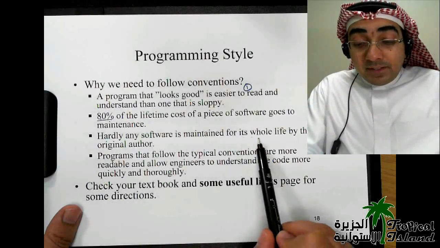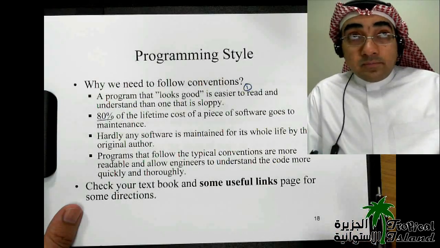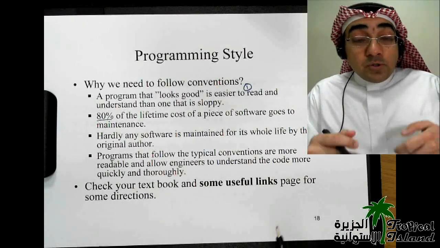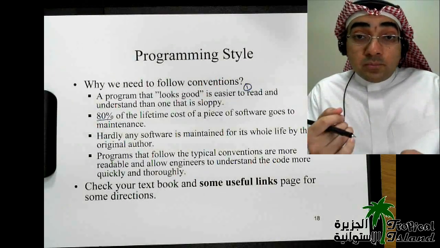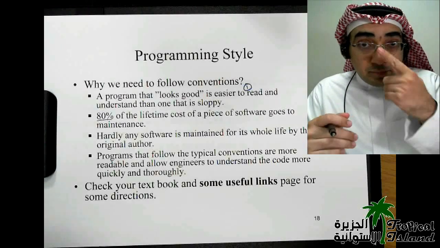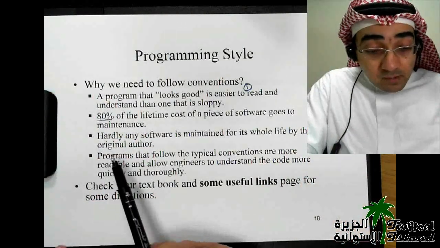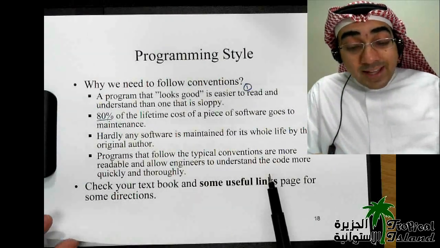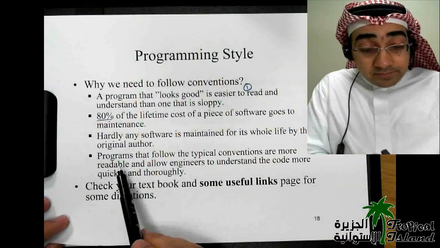Hardly any software is maintained for its whole life by the original author. Usually you'll write a code and then you'll find a good job because you're a good programmer, and you'll move on to another company. So your code will be inherited by someone else, or worst case, you might inherit code written by someone else. You'll get employed in a company as a fresh graduate, and they give you the code and say, okay, go ahead, work with this code. So you will get code from other people, and you would like them to have written code which is easier to read.